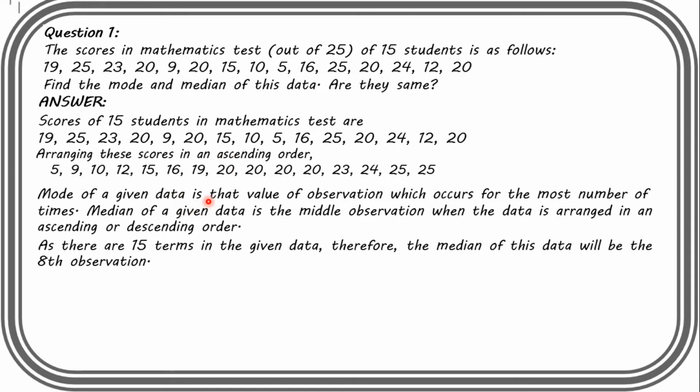So maybe you have a doubt in your mind, how do we get this 8th observation? So see beta, how we have to do it. First you see how many numbers there are. Here we have how many numbers? 15 numbers. So write here 15. Then add 1 to this. What do you get? The answer, what will you get?